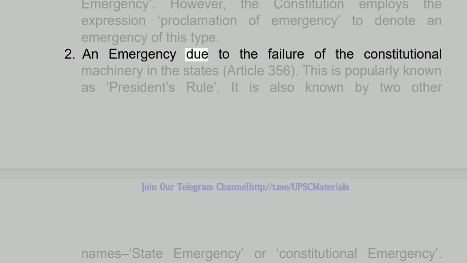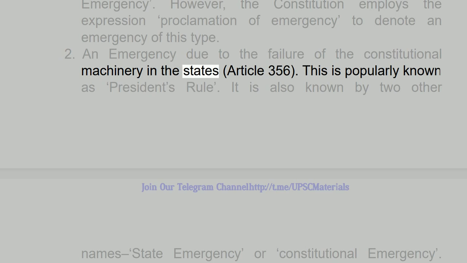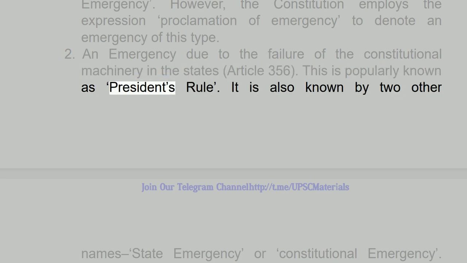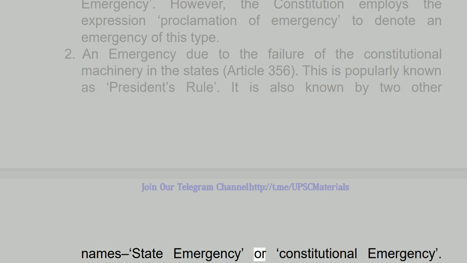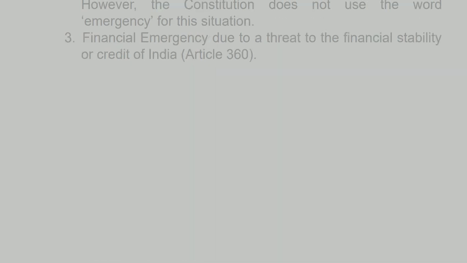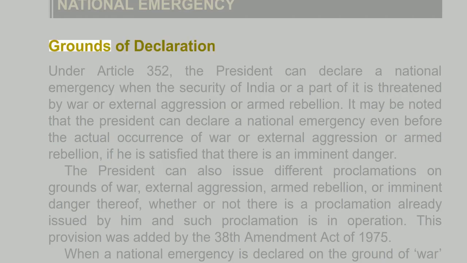2. An emergency due to the failure of the constitutional machinery in the states, Article 356. This is popularly known as President's Rule. It is also known by 2 other names, state emergency or constitutional emergency. However, the Constitution does not use the word emergency for this situation. 3. Financial emergency due to a threat to the financial stability or credit of India, Article 360.